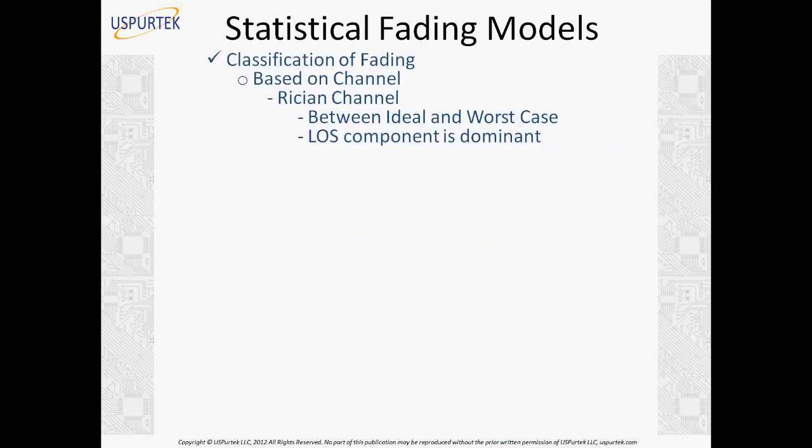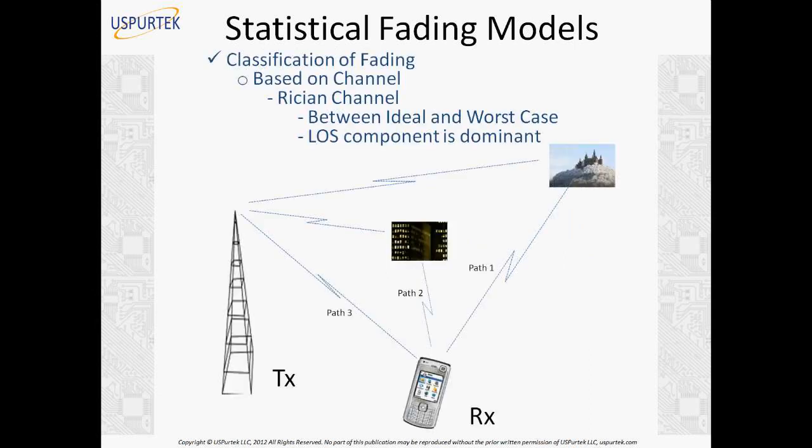Well, there is another one called a Riccian channel. There is something between an ideal case and a worst case scenario. Like, you know, in some situations, it depends. If you are lucky, you might be closer to a cell tower.